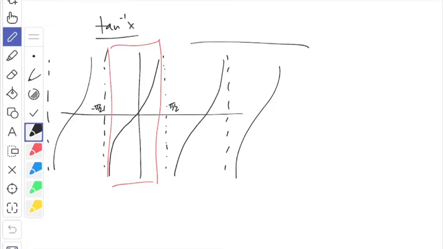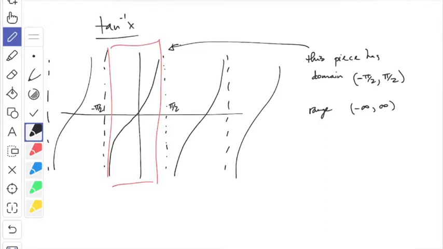So this piece has a domain minus pi over 2 to pi over 2. And this is the open interval because you're not actually allowed to plug in pi over 2 and minus pi over 2 to the tangent because that gives you a 0 in the denominator. But all the numbers in between. And then the range of this is all real numbers, right? Minus infinity to infinity. That is the set of y values that you can get as the answer of the tangent. You can get any number.